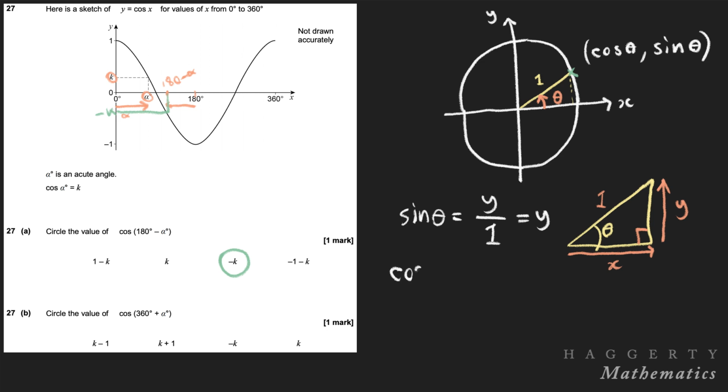And likewise, cosine of the angle is just x divided by the hypotenuse, which is just 1. And that gives you x. So again, the cosine of the angle is just the x value. And so this is how the unit circle definition and the triangle definition of the trigonometric functions tie together.